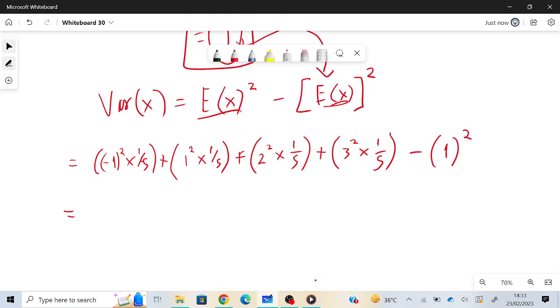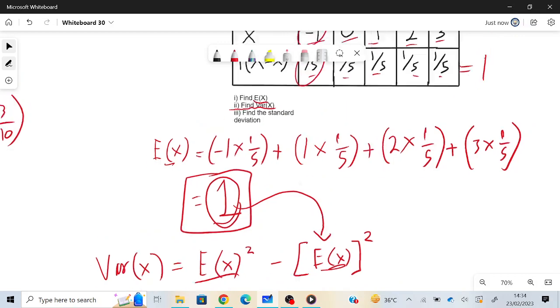1 over 5 plus 1 squared times 1 over 5 plus 2 squared times 1 over 5 plus 3 squared times 1 over 5 minus 1 all squared, and that gives me 2. All of this gives me 2. The first part, from this point here to this point here, gave me 3, and then minus the 1 squared. 1 times 1 is 1, so 3 minus 1, and that's 2. So my variance for this question is 2. My var of x is 2.